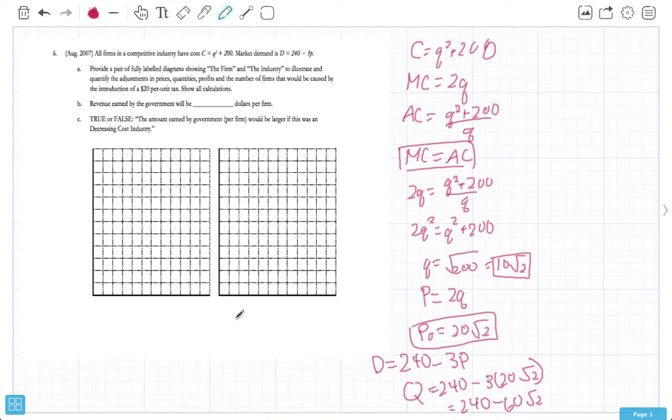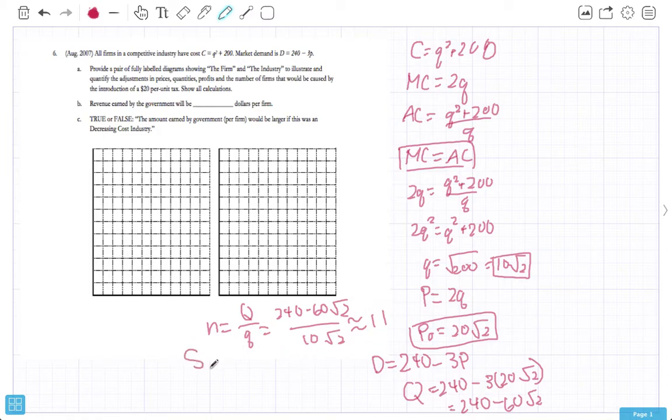And to find the number of firms, you'd have to divide the quantity produced in the industry by the quantity produced as a firm. So you would divide 240 root 2 by 10 root 2, which would equal around 11 if you calculate.